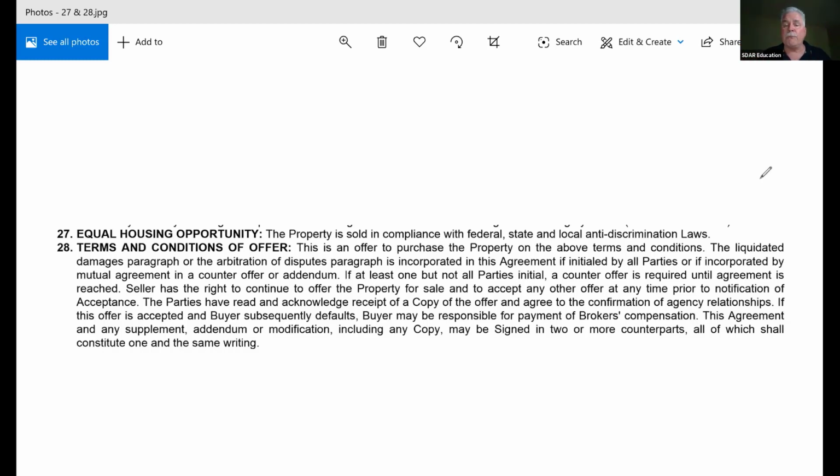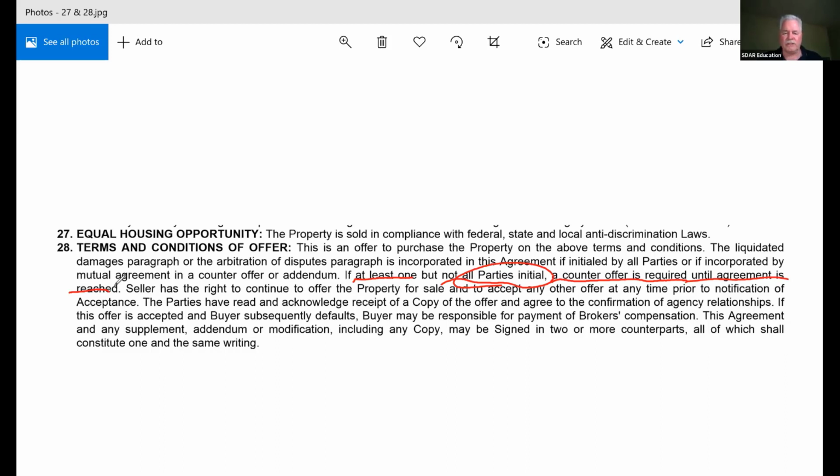So what happens if you don't do it? What happens if you don't have consensus? Therefore, you don't have a meeting of the minds, right? The buyer doesn't initial it, the seller does. Now what happens? If at least one, but not all of the parties initial, a counteroffer is required until agreement is reached. What does that mean? That means if you don't initial it, the provision doesn't apply. So if you want it to apply, all parties have to initial it.